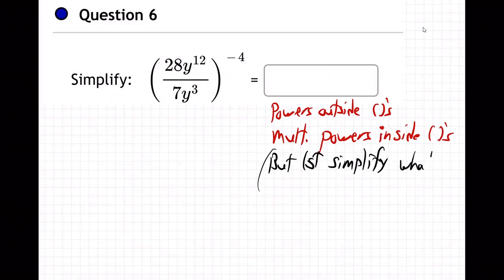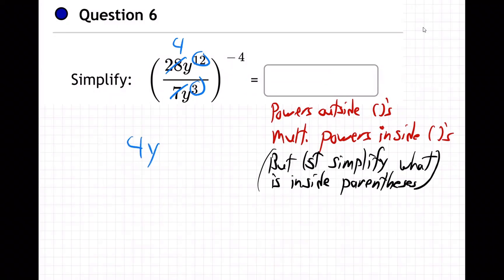simplify what is inside the parentheses. So in other words, first let's go 7 goes into 28 4 times and subtract the powers, right? 12 minus 3. So we're going to get 4y to the 9. And then just leave that negative 4. So that's the first step. I simplified what was inside the parentheses, right?